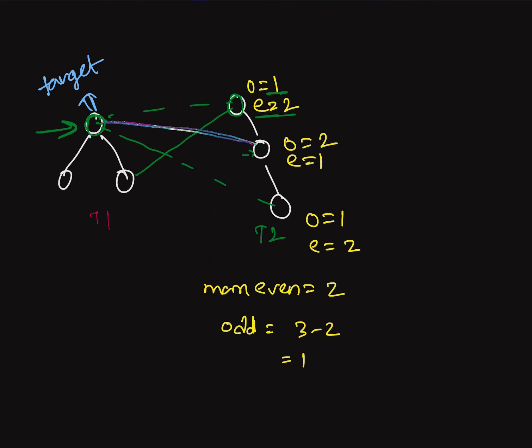Similarly, for all nodes I will calculate this. You can check for this node how many nodes are at an odd distance: 1, 2. So the number of odds is 2 and the number of evens is 1 for itself. And similarly for this node also. Okay, this I have calculated.